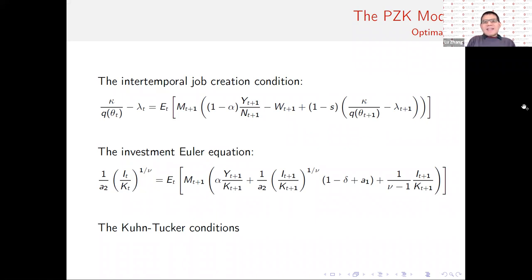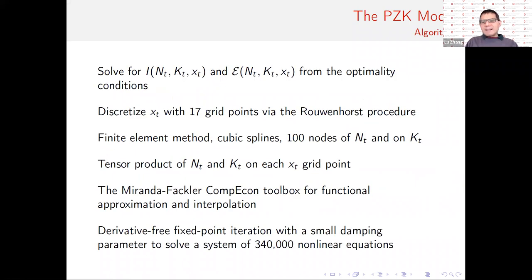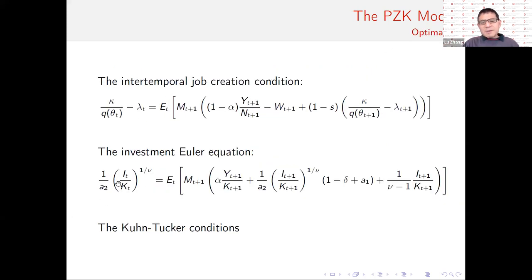On top of that, because we have capital, we need to study the intertemporal investment Euler equation. That's the marginal cost of investment equals the marginal benefit of investment. And finally, of course, we have to respect the Kuhn-Tucker conditions. So we again adapt the globally nonlinear projection algorithm with parameterized expectations. We're going to solve for the investment function, which is automatically positive in the model anyway, and we're going to approximate the investment function and the conditional expectation on the right-hand side of the intertemporal job creation condition.